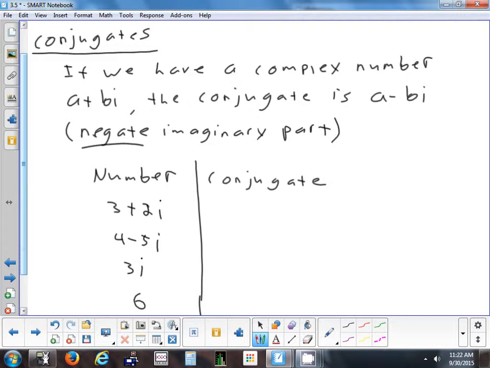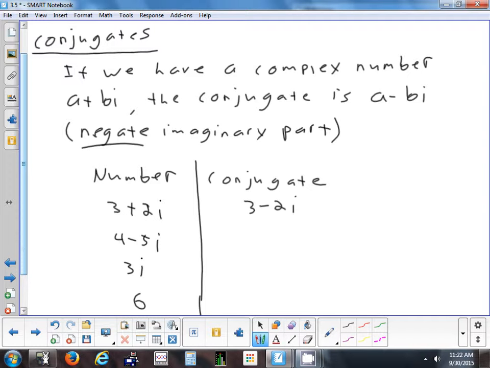All right. So if we had the number 3 plus 2i, 2 is the imaginary part, positive 2. I'm going to change the sign of it, and I'm going to write its conjugate. All right. Anyone think they could give me the conjugate of 3 plus 2i? Aiden? It's 3 minus 2i. Yep. That's it. That's your conjugate.